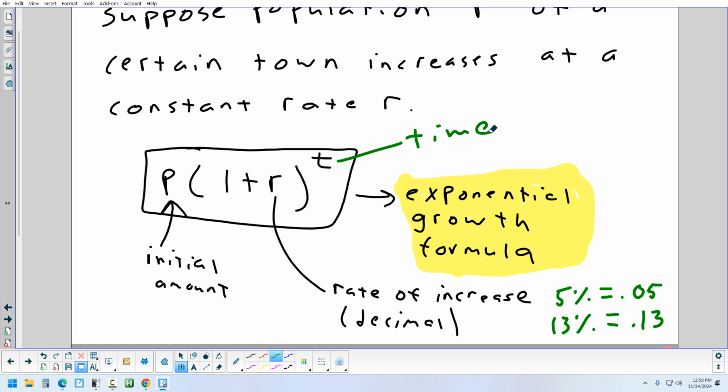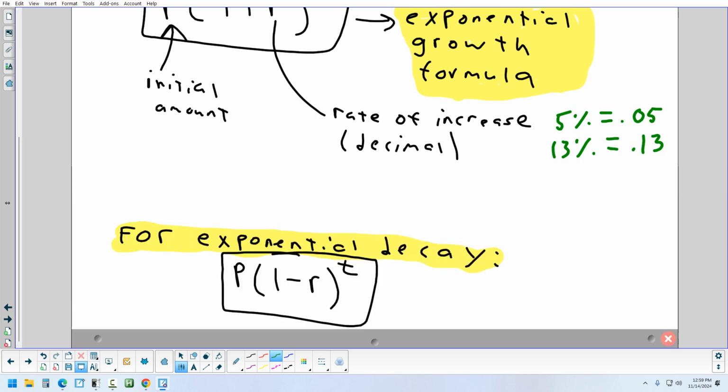There's only one thing that changes when it's exponential decay. Is it 1 minus r? Becomes 1 minus r. Yep. So everything else is the same. Okay? So you have to be able to read the problem and figure out if it's growth or decay.